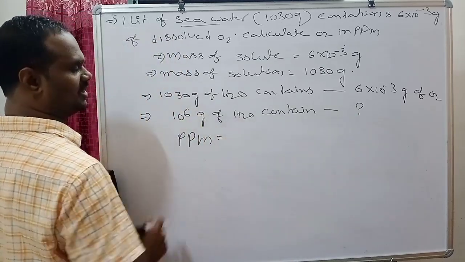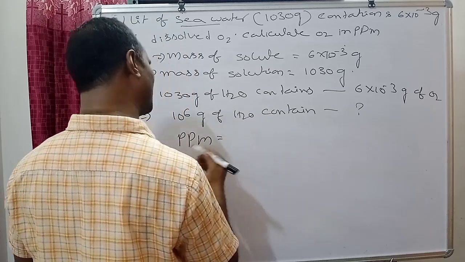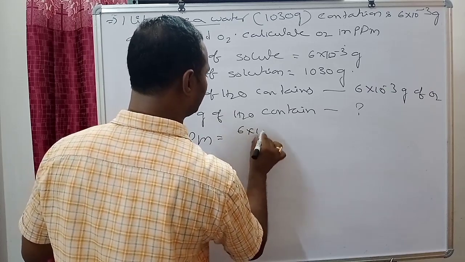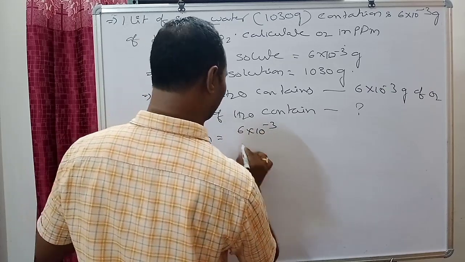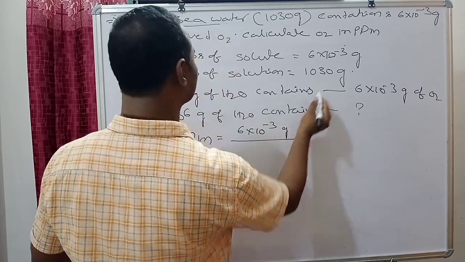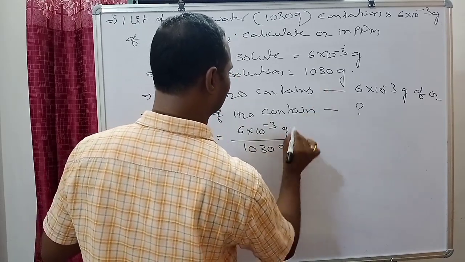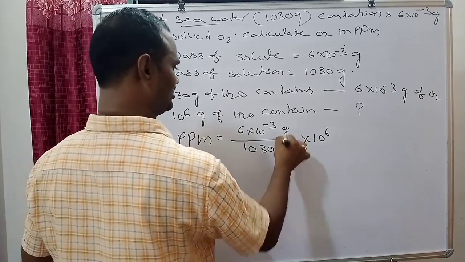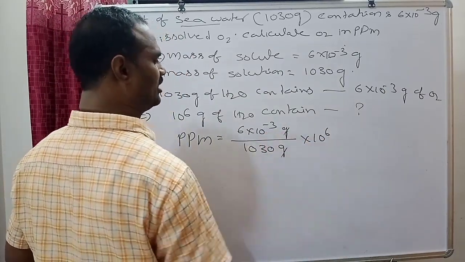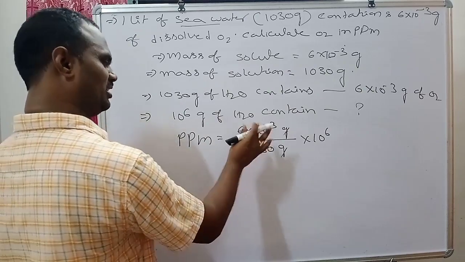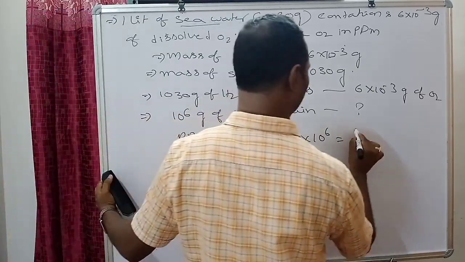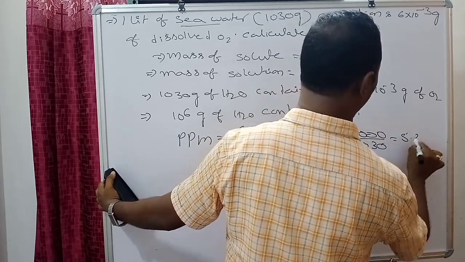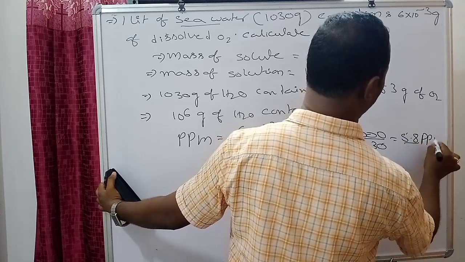ppm, both are mass by mass, that is, mass of solute by mass of solution. Mass of solute is 6 into 10 to the power minus 3 grams, by mass of solution 1030 grams into 10 to the power 6. Grams cancel. 10 to the power minus 3 into 10 to the power 6 becomes 10 to the power 3, means 1000 into 6. This value we are getting is 6000 by 1030, which is nearly 5.8 ppm.